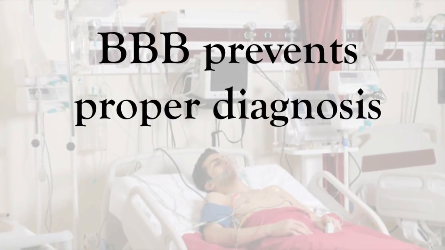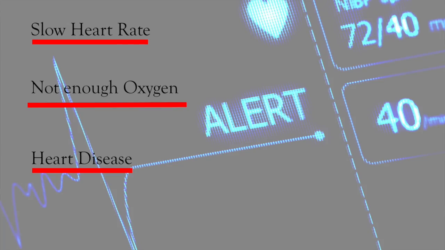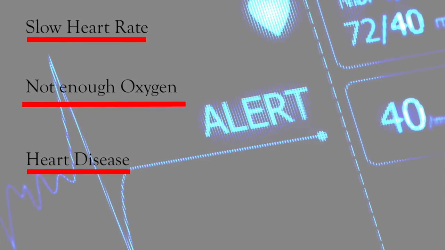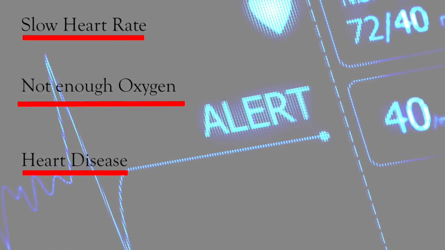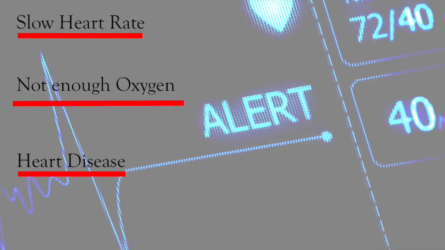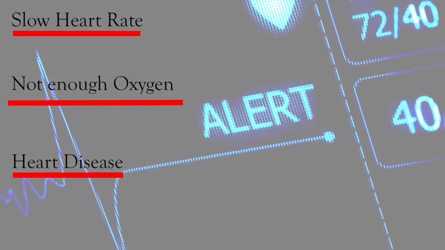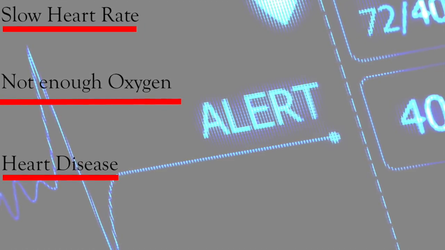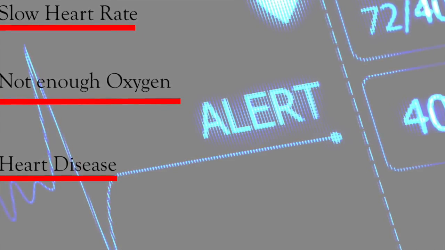So why should we worry about bundle branch block? Because it can sometimes be a warning sign of other more serious heart conditions. For example, it might mean that a small part of your heart is not getting enough oxygen-rich blood. Also, other researchers have found that people who have left bundle branch block may be at a greater risk for heart disease than are people who do not have the condition.